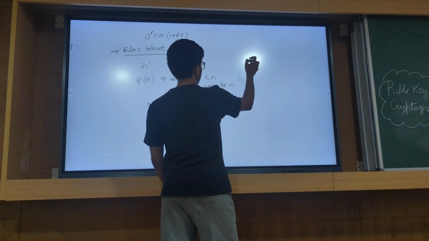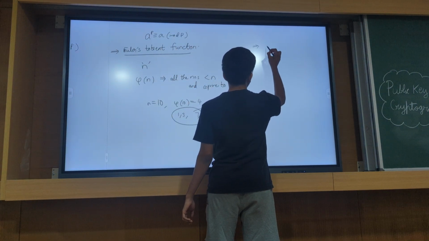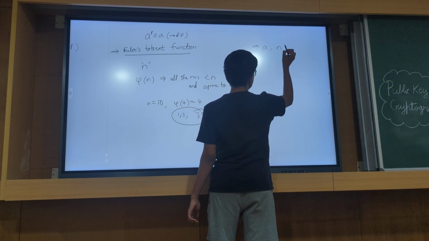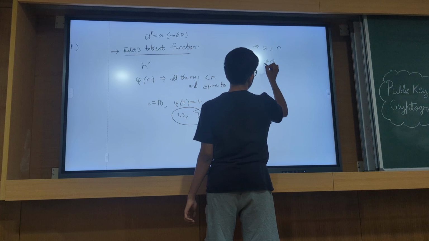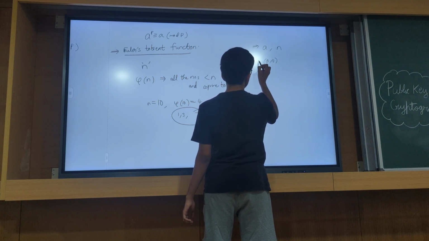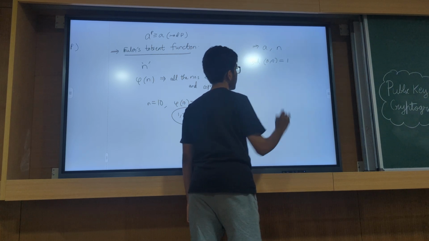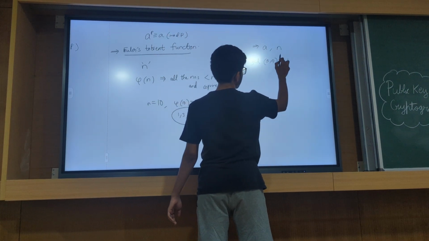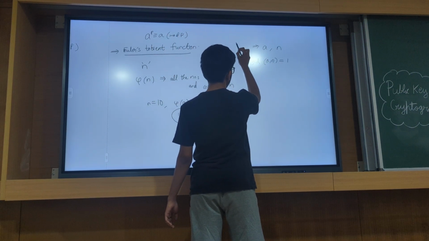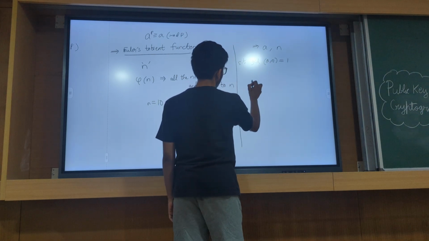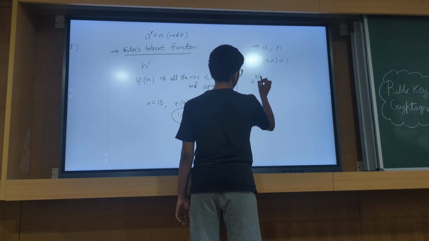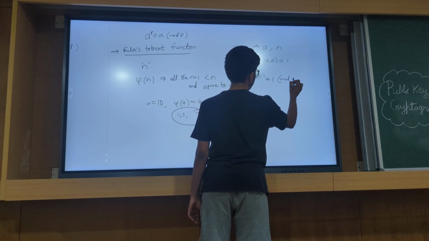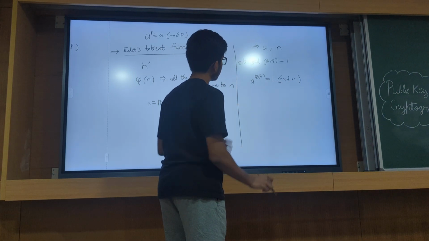So one of the applications of this is, if you have a natural number a and a number n such that GCD of a comma n is 1, so a comma n are co-prime. N can be any number, it need not be prime. Then a to the power phi of n is congruent to 1 mod n. This is Euler's theorem.